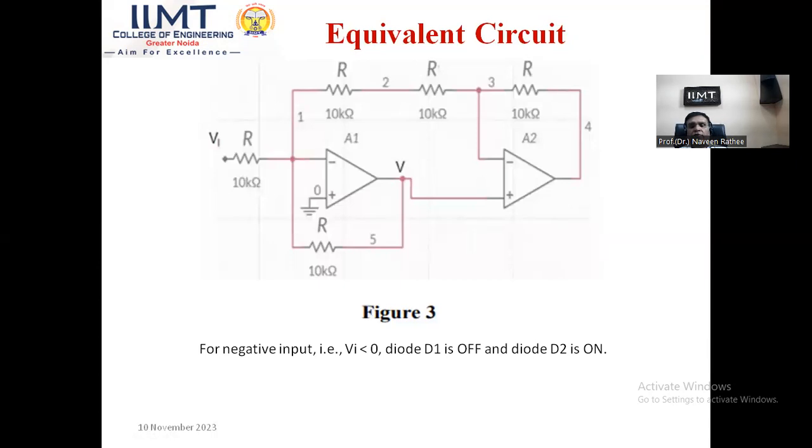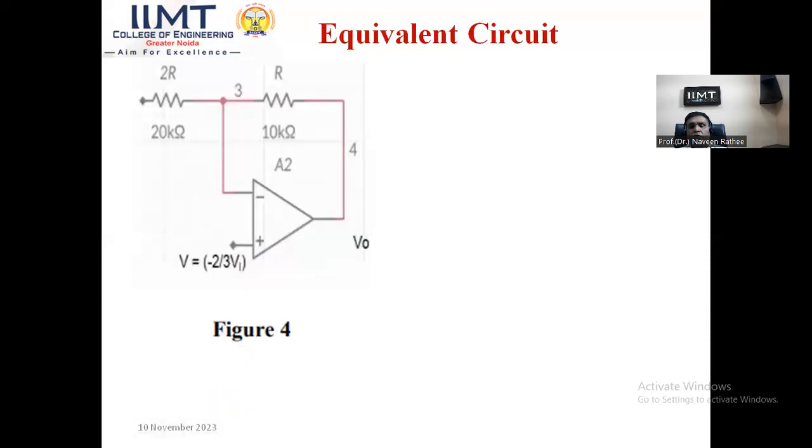So for negative, as I told you, as long as Vi is less than 0, the D1 is off and D2 is on. So that D2 is conducting, so the path of the current will be balanced. Right. So now coming on to the practical equivalent circuit diagram. So whatever we have obtained from the output, that is V1, that is the op-amp A1, whatever is the output which we have obtained over here.